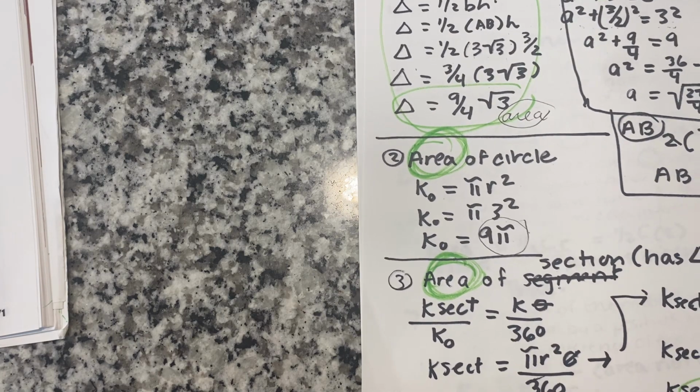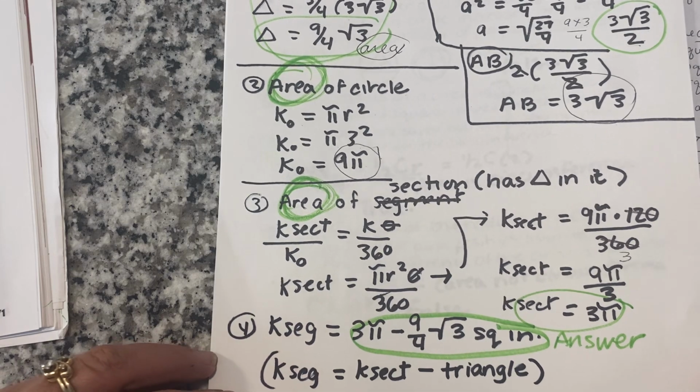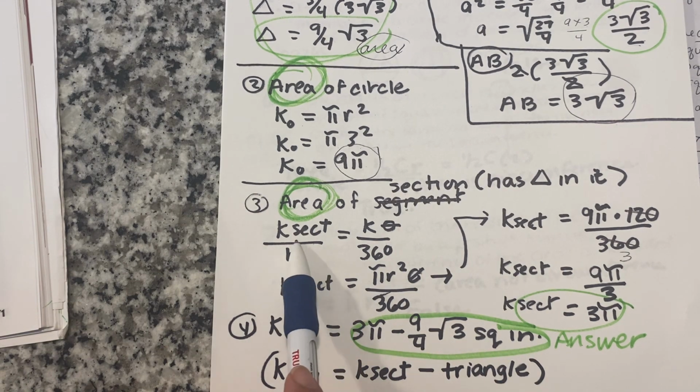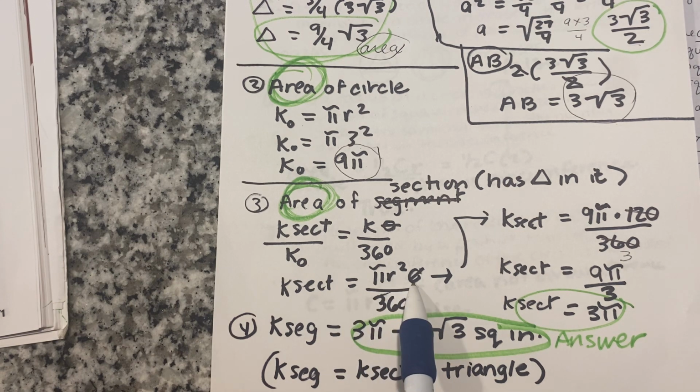Now we want to know the area of the segment, and we have a formula for this too. So let's go to the area of the section here. You have the area of the section over the area of the circle. So the area of the section, which we plug in, over 360 degrees, and we put in pi r squared, with that area over 360.